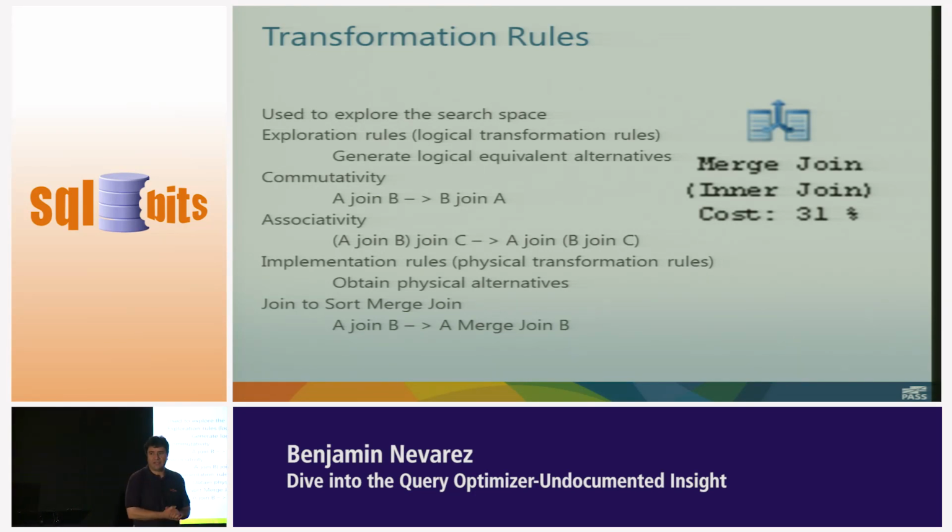The query optimizer uses rules, transformation rules, to create choices, to create additional choices. Because remember, at this point, we only have one tree, right? And what is the job of the optimizer? It's looking for different choices, different possible plans. So basically, it's going to use rules to find additional operations or plans, okay?